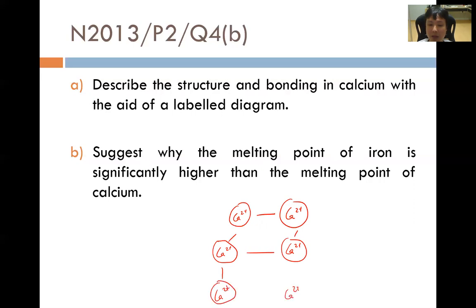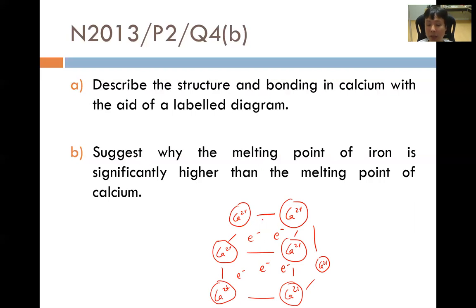Then Ca2+. So this is part of the lattice. We can draw one more to make a cube. Then you can put many electrons in the middle to indicate there is a sea of delocalized electrons within the structure. So that's the answer to part A.